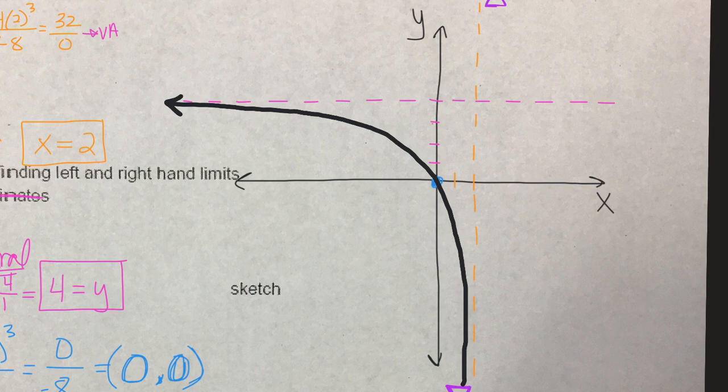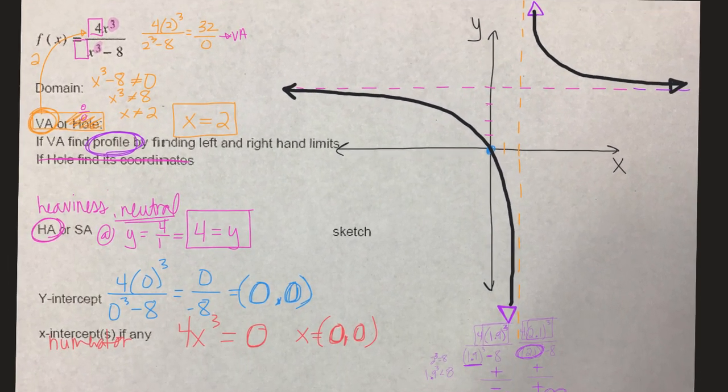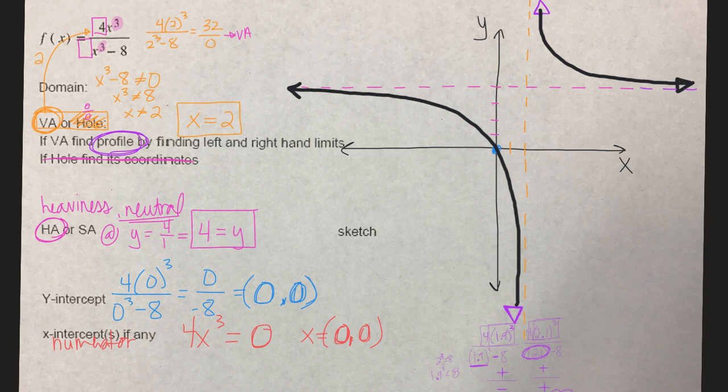Okay, so the left quadrant of our graph will look like that, and the right quadrant, upper right, so start at my positive infinity, and then it will curve out to the right and approach my horizontal asymptote, something like that. Okay, so this is a pretty good sketch of 4x cubed over x cubed minus 8.